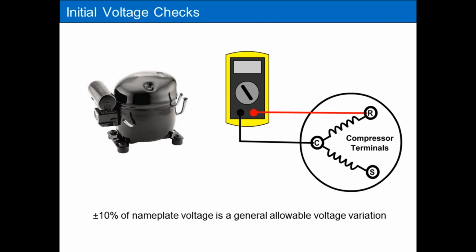When you come across a compressor that doesn't start, no hum, no try, no amperage draw, the first thing to do is to check to see if you have voltage going to the compressor. I would recommend you go right to the compressor terminals, check between common and run, and see if you have 110 volts, whatever the nameplate voltage is. Typically 110 on these smaller ones. If you don't have the voltage, then you have a problem before the compressor.